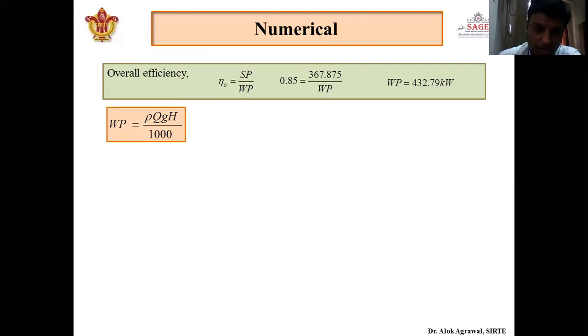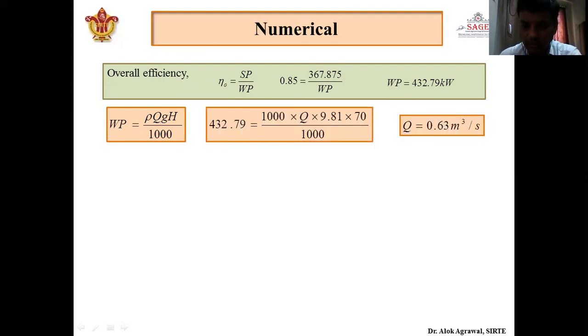Now see this formula very carefully. Water power we have just calculated. Rho, we know the density of water, g is 9.81, head is given as 70 meter. So from this formula we can calculate the value of flow rate Q. Substituting all the values, we get Q as 0.63 meter cube per second.